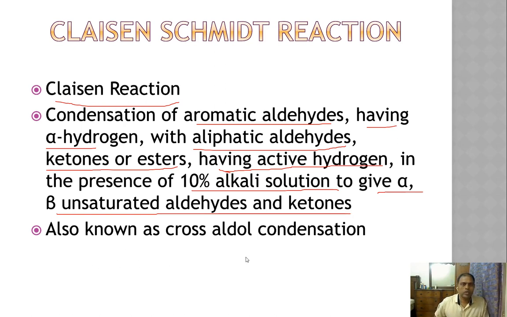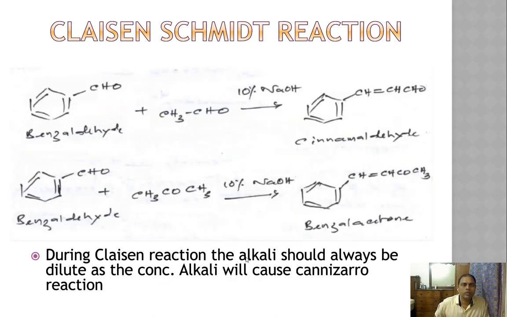So let's go to the reaction. It says the aromatic aldehyde should have alpha hydrogen, and the aliphatic aldehyde, the aldehyde or ketone, should have active hydrogen. So this is the aromatic aldehyde, and this is the aliphatic aldehyde. This should have alpha hydrogen, but I don't see alpha hydrogen over here.